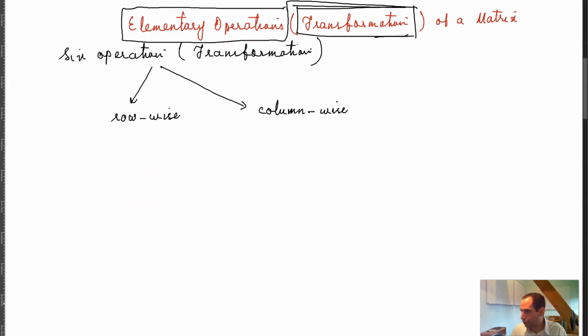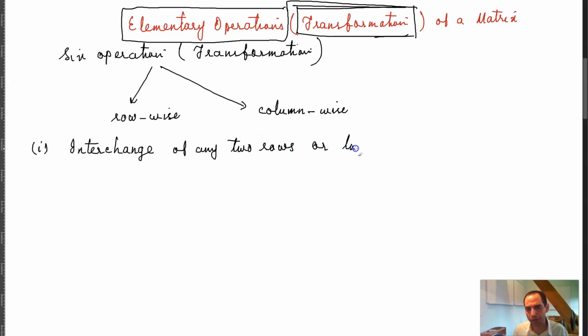Now, let's go through. So number one, for example, we have the interchange of any two rows or two columns. We have the interchange of any two rows or two columns.